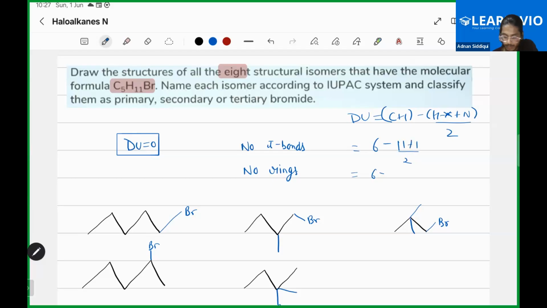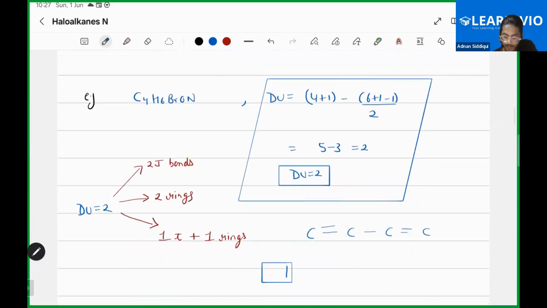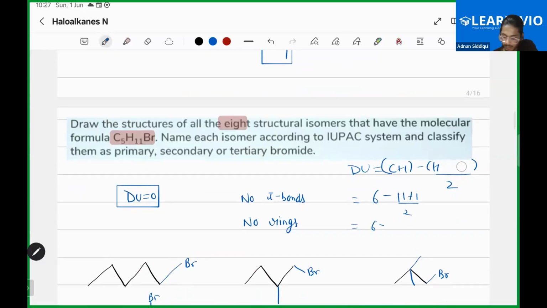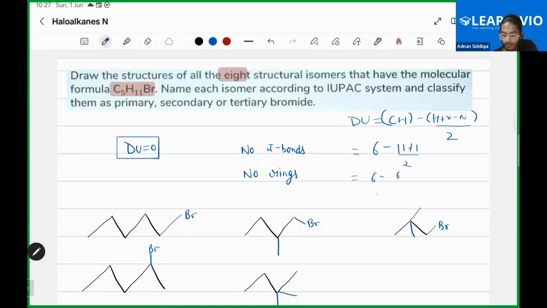Okay, let me check the formula. C plus 1 minus H plus X minus N, divided by 2. So this is going to be 6, and the degree of unsaturation is 0. So if the degree of unsaturation is 0, that means a molecular formula can give a certain number of isomers, right?